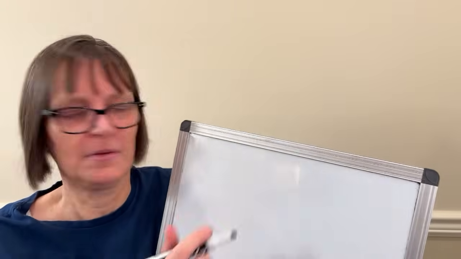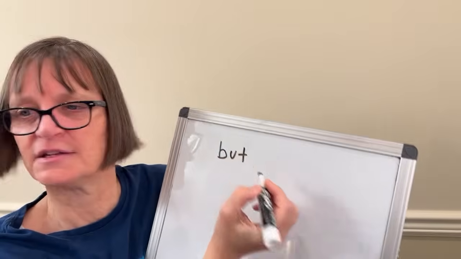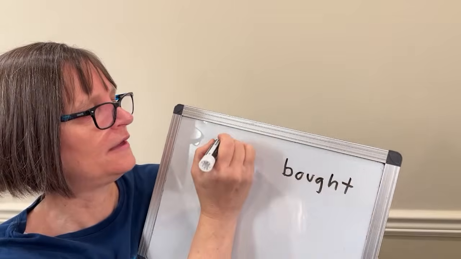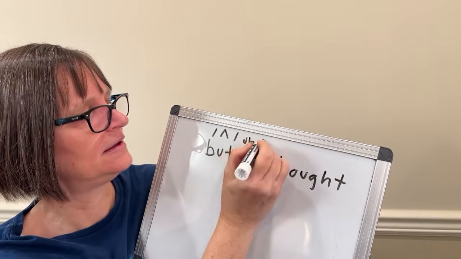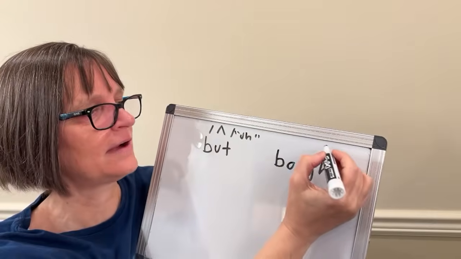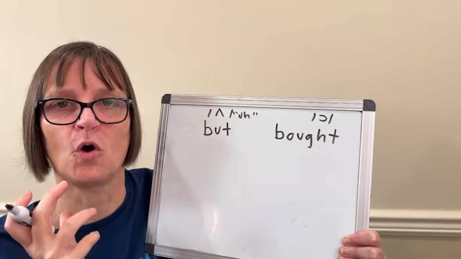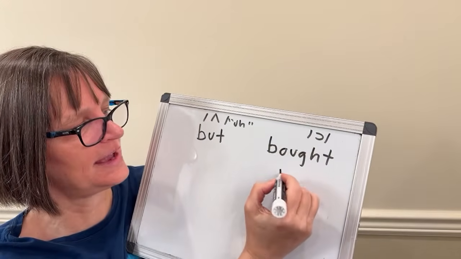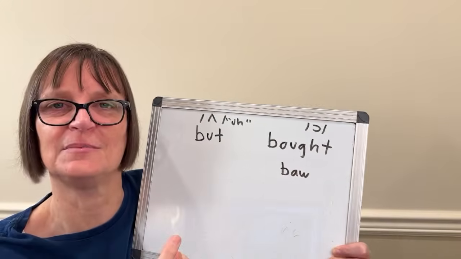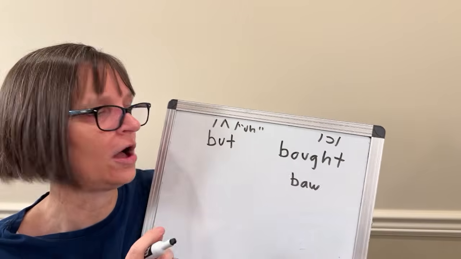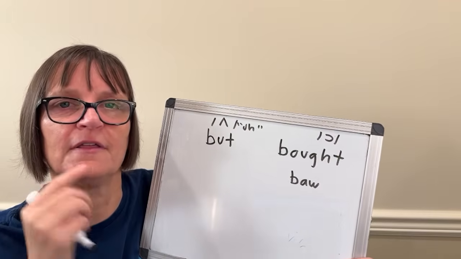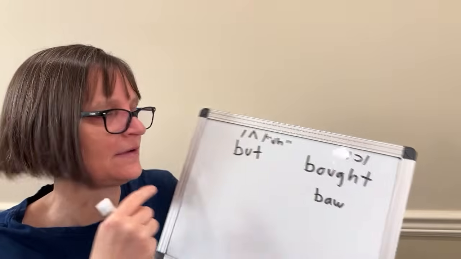Okay, we have a question about the words "but" and "bought". So again, here we have the stressed schwa sound, "but", and here we have the rounded open back vowel, "bought". Sometimes we spell that with AW, like in "saw" or "law". Your jaw should be more open for the "bought" vowel, and your lips are slightly round. The "but" vowel is more flat, with no lip rounding.